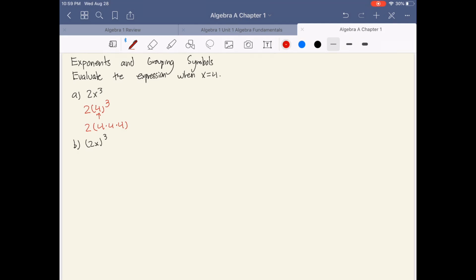Okay, then you solve what's in the parentheses first. So 4 times 4 is 16. 16 times 4 is 56. Okay, so let's rewrite this over here. So 2 and whatever's in the parentheses is 56. And what do you get for your answer? 2 times 56 gives you 112. Okay, so 112 is your answer.